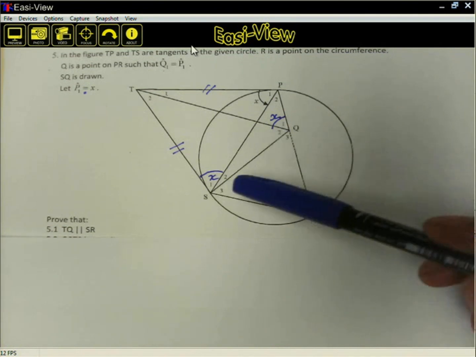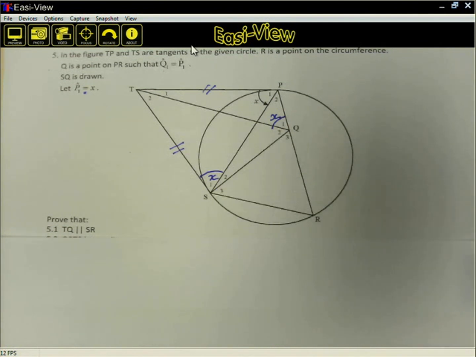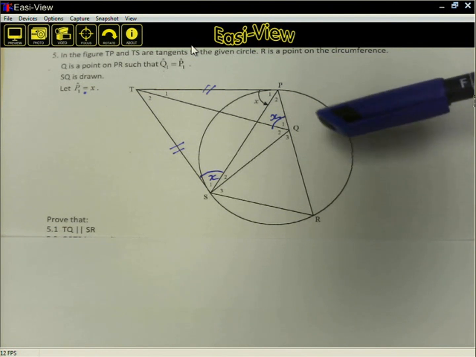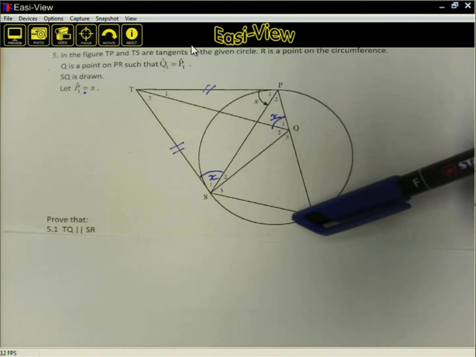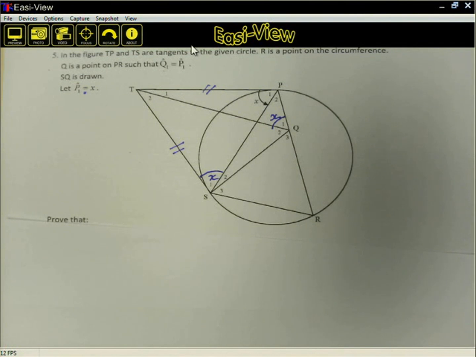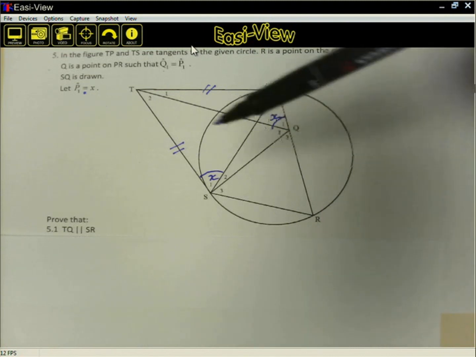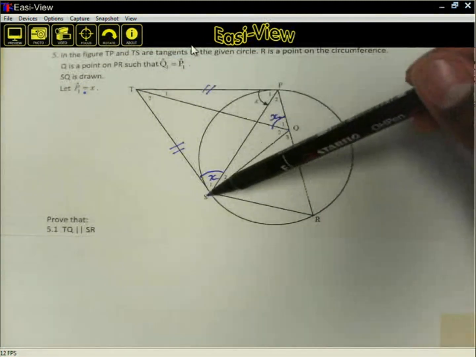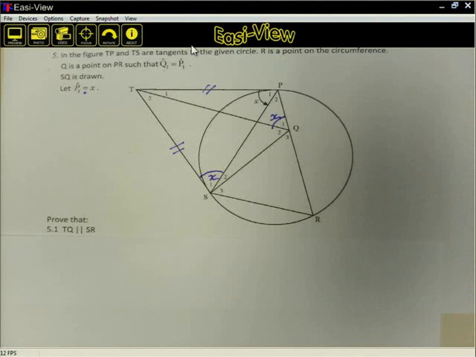If Q2 can be equal to S3. If the corresponding angles can be equal, which angles are corresponding? You can see if Q1 is equal to R. Those are the corresponding angles. Because we want to prove that, the question says, prove that TQ, here is TQ, is parallel to SR. We want to prove that.